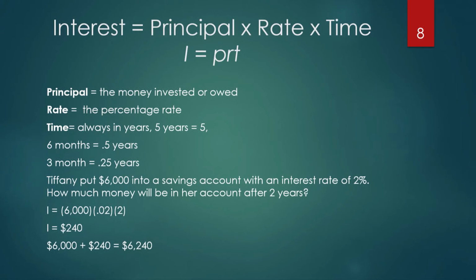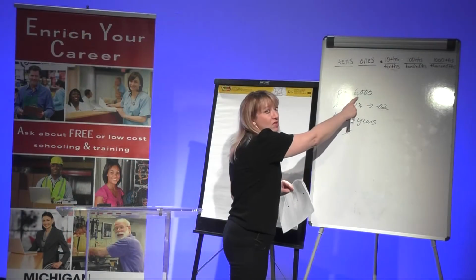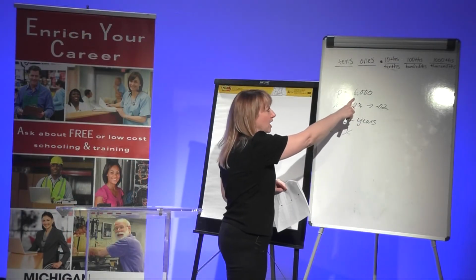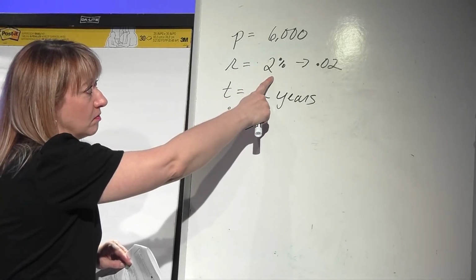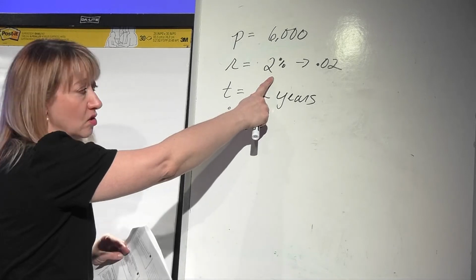So our first example, we have Tiffany put $6,000 into a savings account with an interest rate of 2%. How much money will be in her account after 2 years? So for this one, our principal is $6,000 because that's what she put into the bank. The rate is going to be 2%. That's the rate of interest that she'll earn.